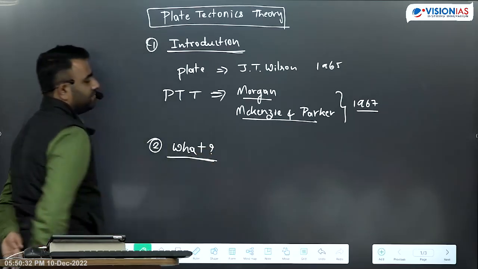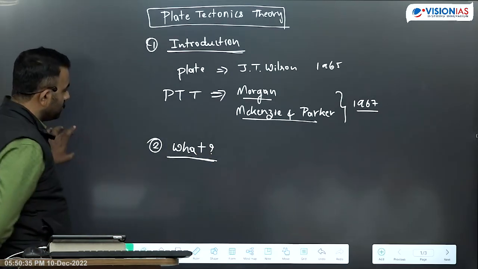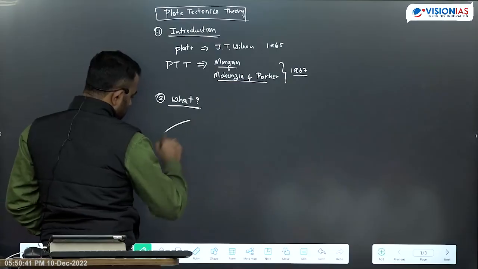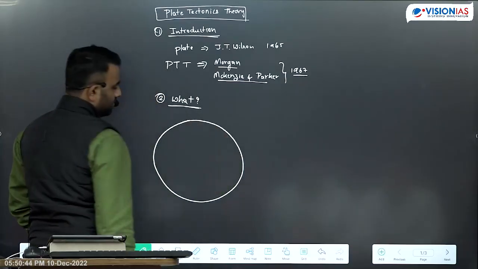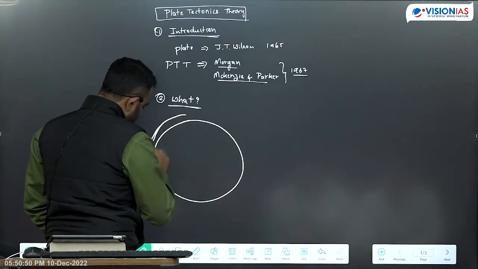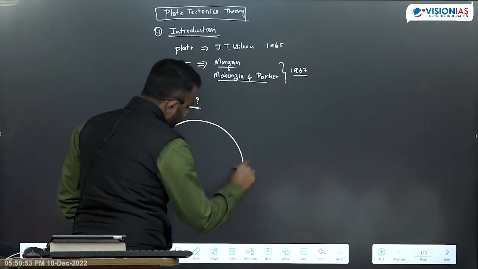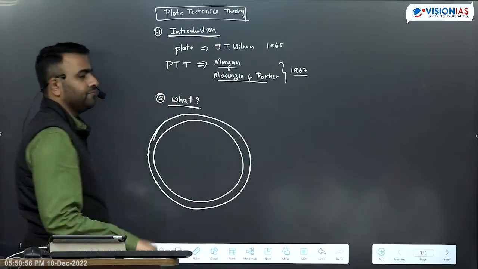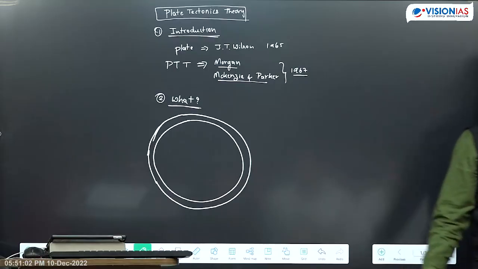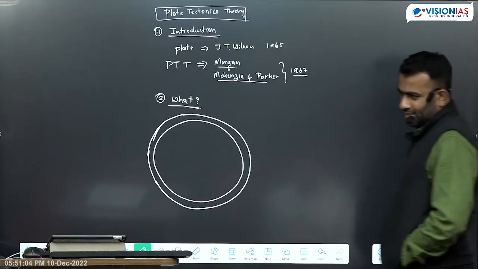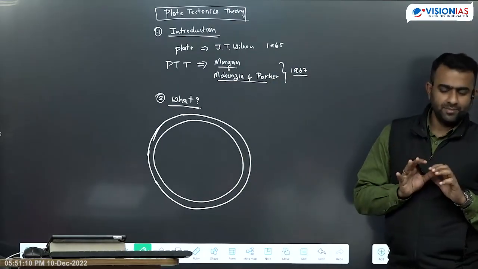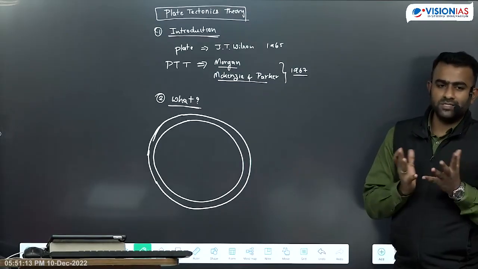What is the theory? According to the plate tectonics theory, the entire Earth's outermost layer, that is the lithosphere. Okay, here we properly describe the outermost layer. The outermost layer is the lithosphere. Lithosphere is a very hard and rigid layer. It is like a shell protecting the earth. Even though it is the lightest layer, it is very hard and rigid. It protects the interior layers.